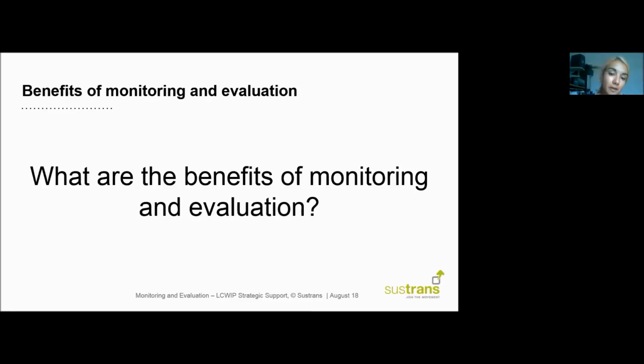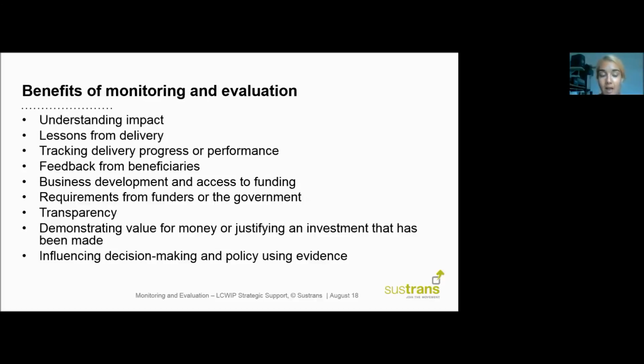But what are the benefits of monitoring and evaluation? So there are many. I've included here a number of specific benefits and reasons to carry out monitoring and evaluation. I wanted to summarize these in three umbrellas. So one of the main ones is understanding impact. I think this is especially key for some of the more specific bullets further down the screen.